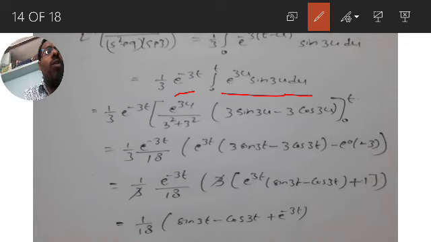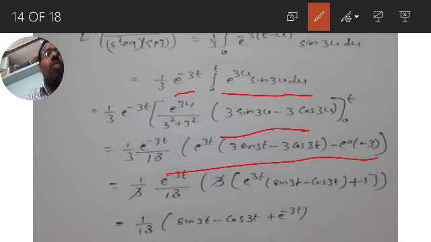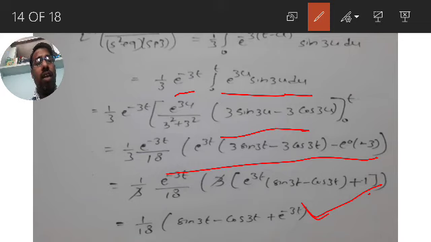Applying the formula you will get this, and upper limit minus lower limit you will get this. E power of 0 means 1. Substitute, you get the answer. What is the answer? 1 by 18 into (sin 3t minus cos 3t plus e power of minus 3t).